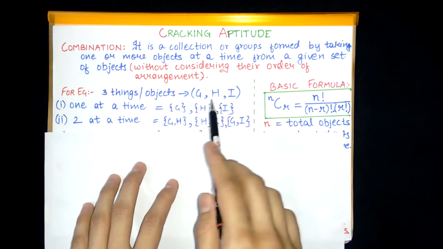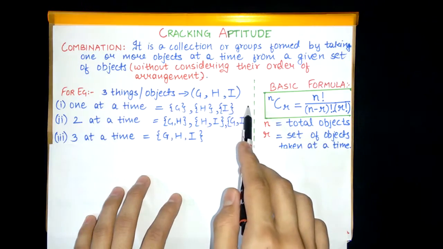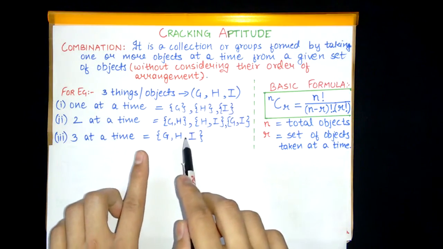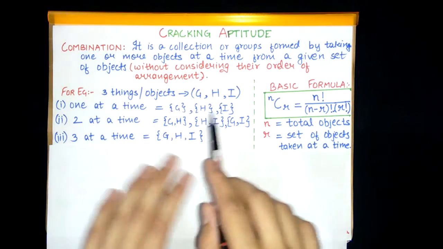And now if we take all the three objects at a time and try to form different combinations, then there would be just one combination formed, that is G, H and I. That's it.